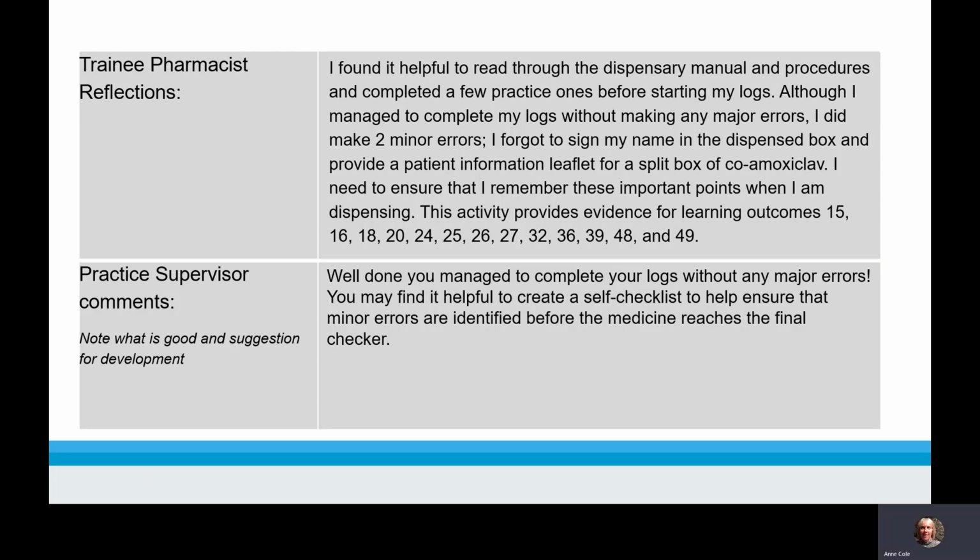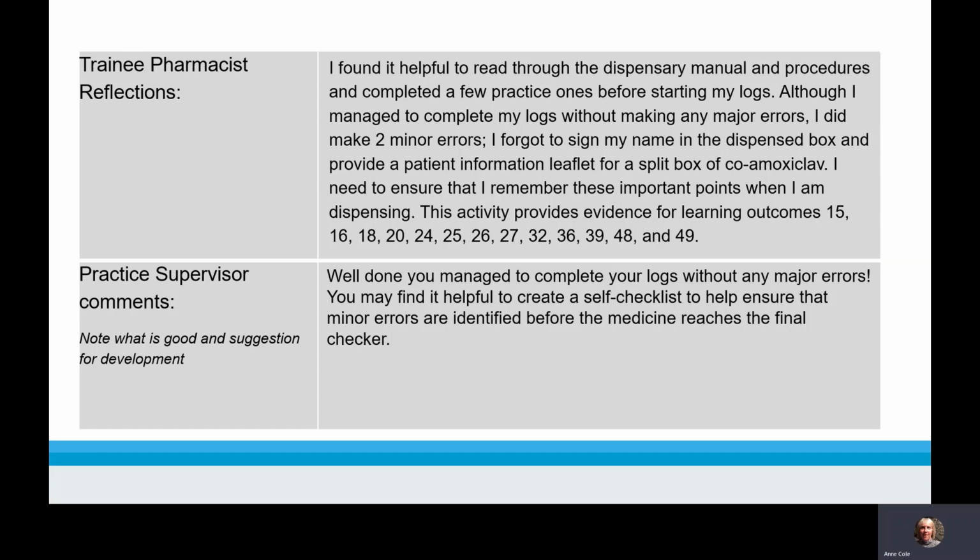The trainee will reflect on the activity that they have completed. In this case, the trainee will need to think about what went well with their dispensing logs and what they may need to improve in the future. The trainee will also consider which of the GPhC learning outcomes the activity provides evidence for.